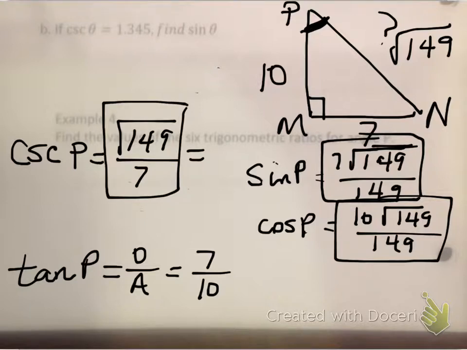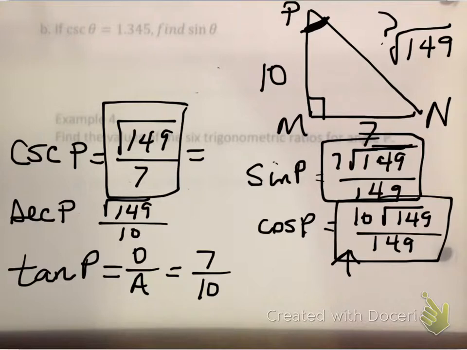Okay, all right, the other one I need to find is secant. Secant is the reciprocal of cosine, so I'm looking over here at cosine of P. Now let's go back to cosine before we flipped it. Cosine before we flipped it was 10 over rad 149. So if I flip that, I'm going to get rad 149 over 10. And that will not reduce.